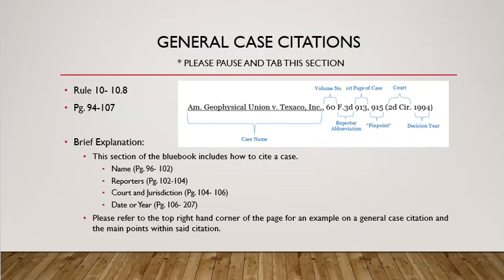We have name of cases on 96 through 102, reporters on 102 through 104, courts and jurisdiction on 104 through 106, and date and year on 106 through 107. Please refer to the top right-hand corner of the page for an example of a general case citation and the main points within each said citation.